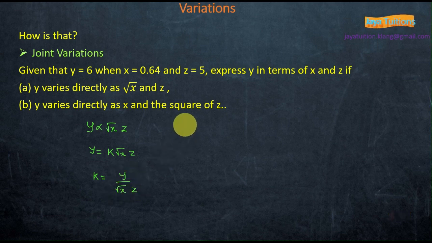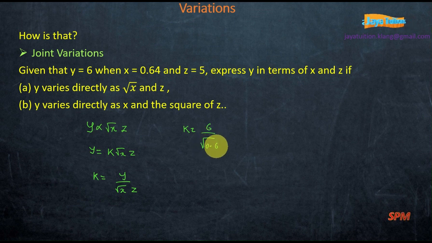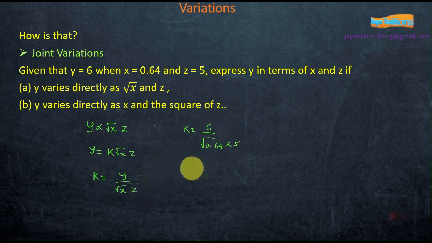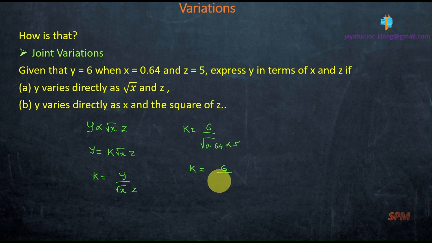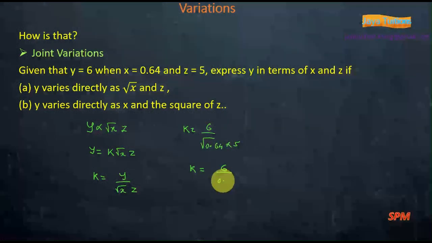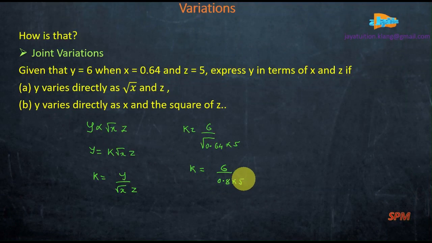So let us substitute the values of y, x and z. k becomes equal to the y value. Y is 6, so put the value 6, divided by square root of x, where x is 0.64, times 5. 5 will be in the denominator. So k becomes equal to 6 divided by square root of 0.64, which is 0.8, because 0.8 squared will be 0.64. So we can directly write it as 0.8 times 5. If you require a calculator, you can use the calculator.